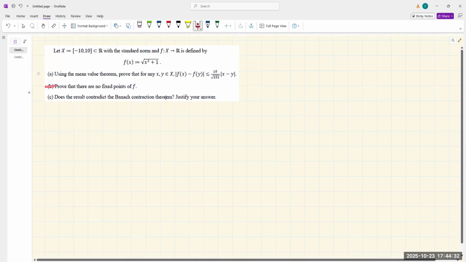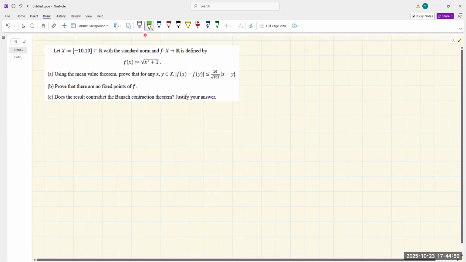The second one is to then prove that there are no fixed points of this function f. And the third one is asking, does this result contradict the Banach contraction theorem, or Banach fixed point theorem, or sometimes it's called contraction mapping theorem? There are a bunch of different names for this result, and we need to justify our answer.